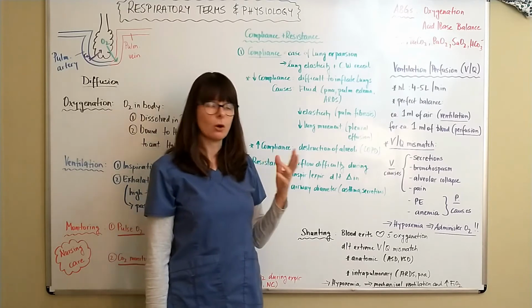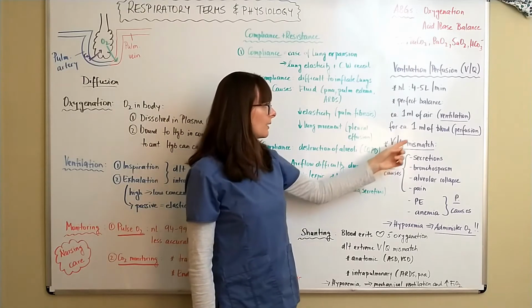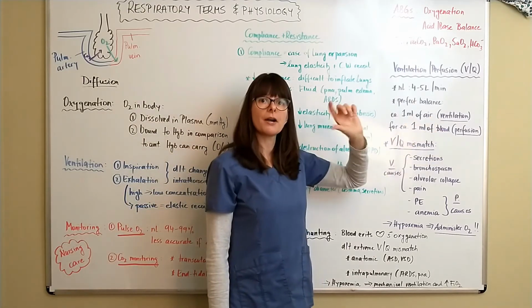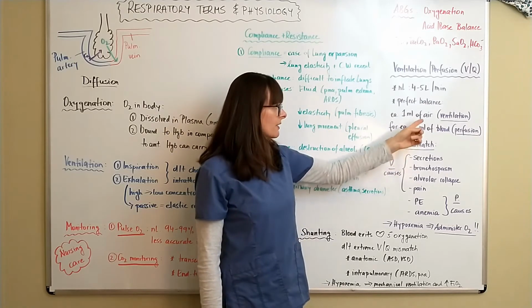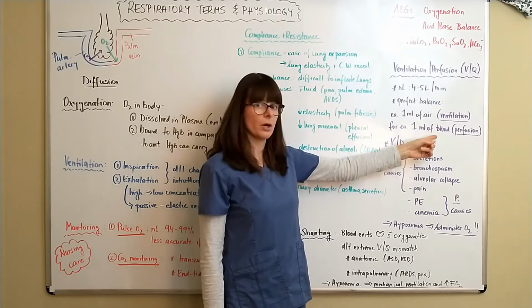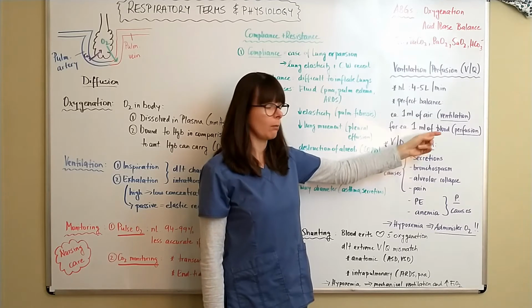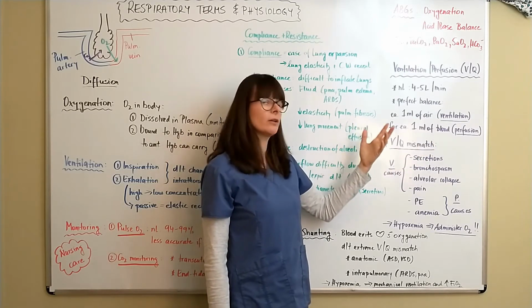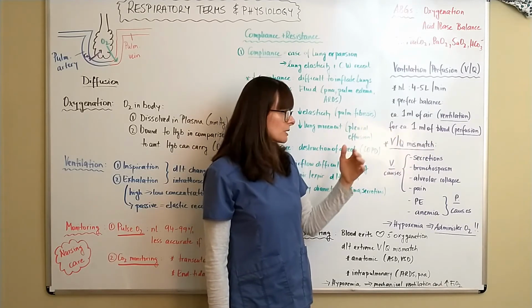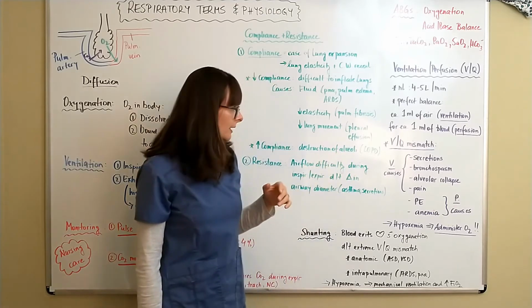But there is a term called a VQ mismatch. So now the ventilation and the perfusion are not matching. So we either have not enough air or not enough blood. It's usually the problem, right? We could have too much blood too in certain conditions, but that's less likely.